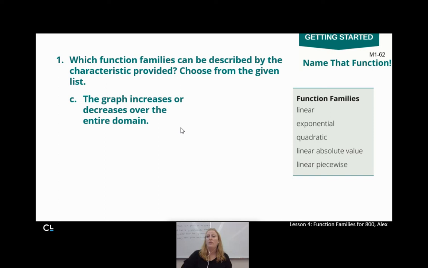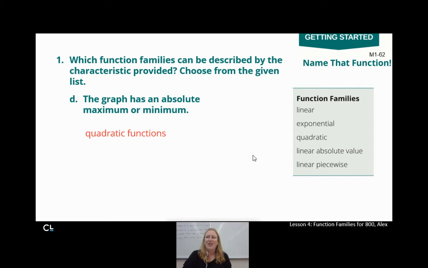The only function families that did that were the linear and the exponential. Those are the ones that only increased or only decreased. They didn't turn back around on themselves. None of that was going on. Part D: the graph has an absolute maximum or minimum. If you recall, our quadratic functions and our linear absolute value functions, our parabolas and our Vs, have a top point or a bottom point, one or the other.